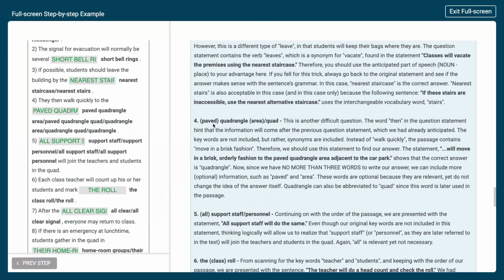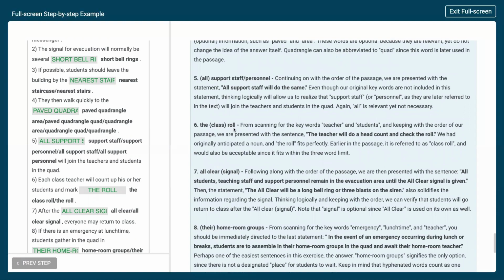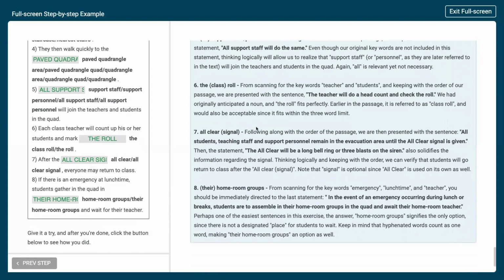Paved is not necessary because it describes quadrangle. The main thing is the quadrangle. Number 5, all is not necessarily important, but support staff is the main point here. You could have also said personnel because that was used in the passage. The role is important because class describes role, so it's not that necessary, but I, in fact, did not put it. All clear is the type of signal, so you could have said all clear. It was capitalized, so that means it's good on its own.